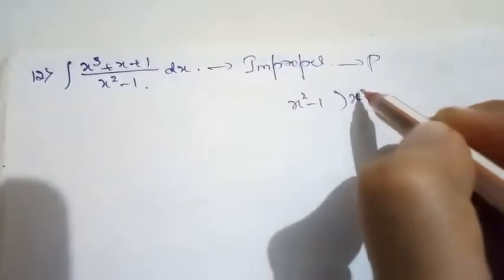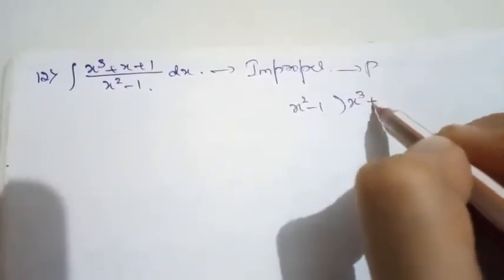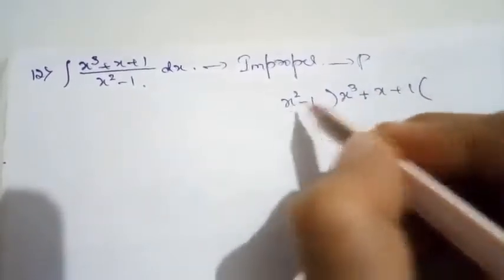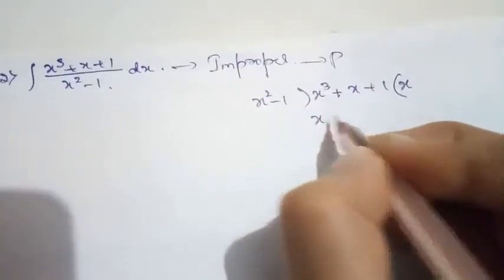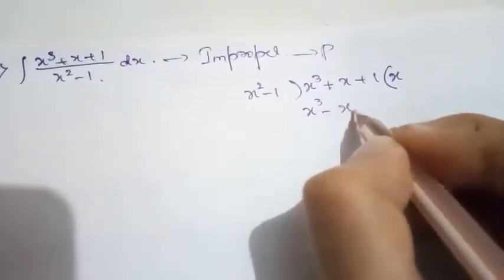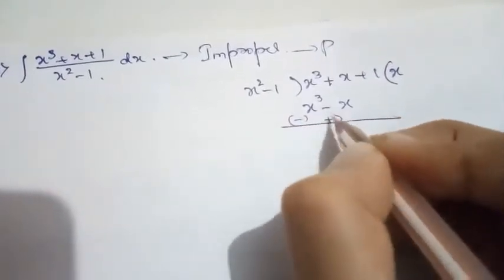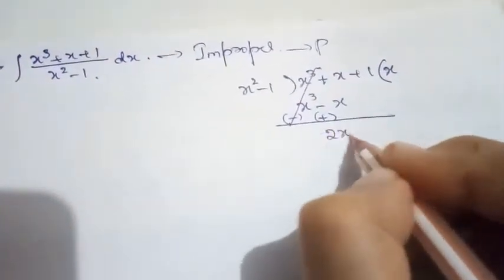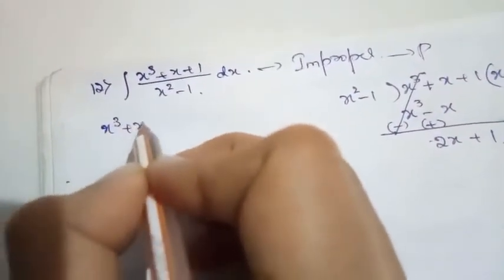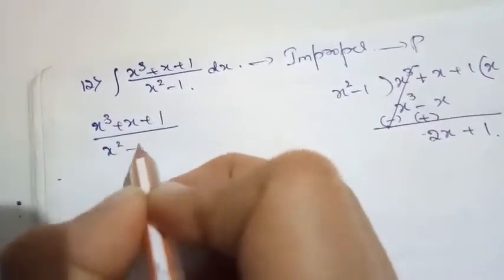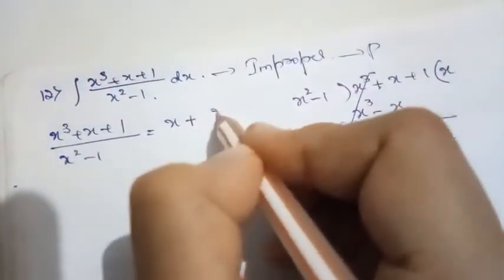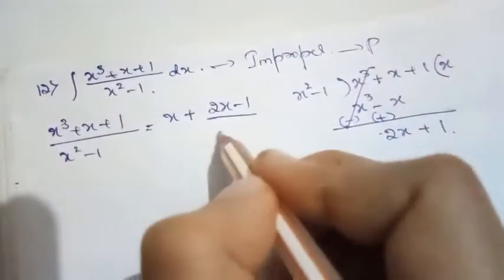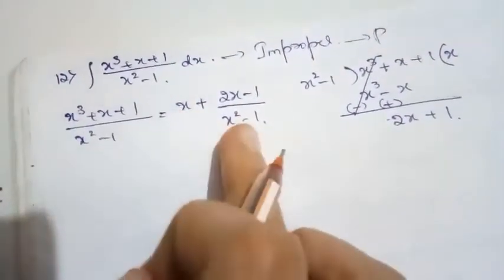That is, x square minus 1 divided into x cube plus x plus 1. To get x cube, what should I multiply to x square minus 1? I should multiply x, so that x cube minus x. By changing the sign, what am I going to get? X cube gets cancelled. Here I am going to get 2x plus 1. Now I can write this integrand, x cube plus x plus 1 divided by x square minus 1, as equal to quotient plus remainder 2x minus 1 divided by the divisor, that is x square minus 1. So this is equal to this one.